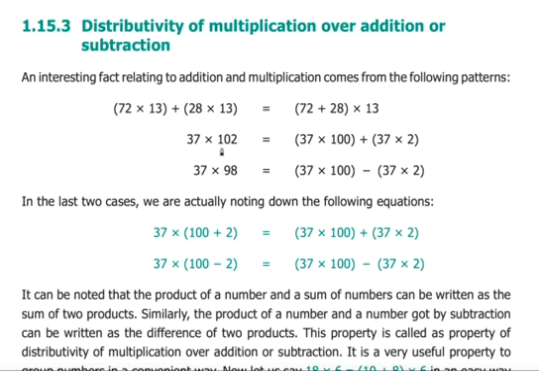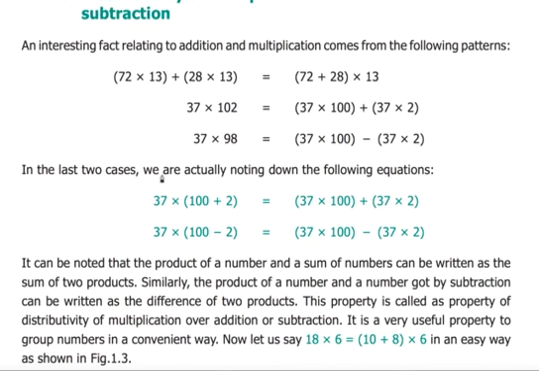Similarly, 102 can be divided as 100 plus 2. So 37 into 100 plus 37 into 2 will also give you the same result. Here 98 can be written as 100 minus 2. So 37 into 100 minus 37 into 2 will also give you the same result. This is the better way of doing the 37 into 98 multiplication. Why? Because any number can be easily multiplied with 100 by adding two zeros.